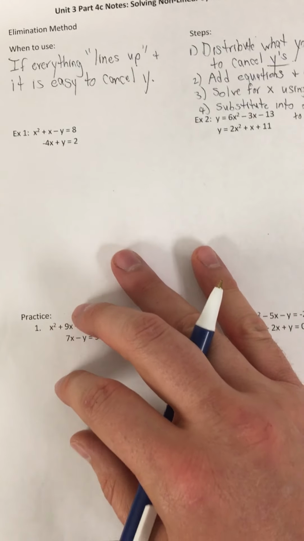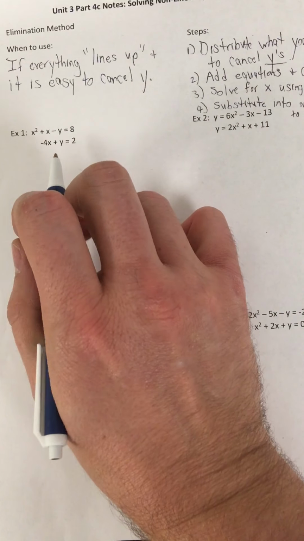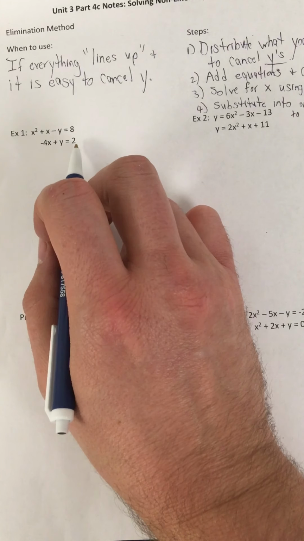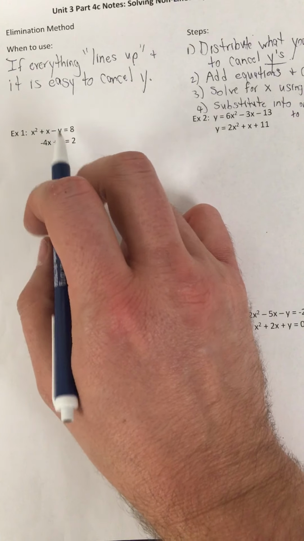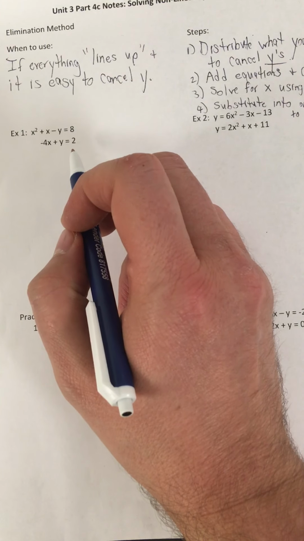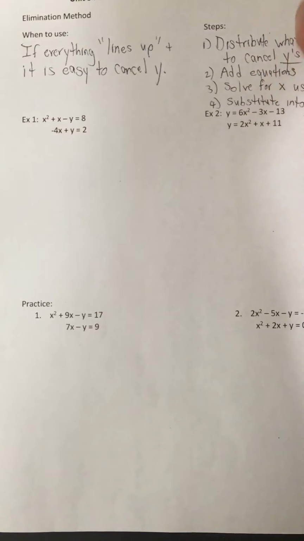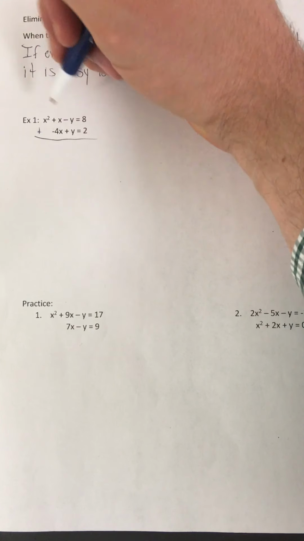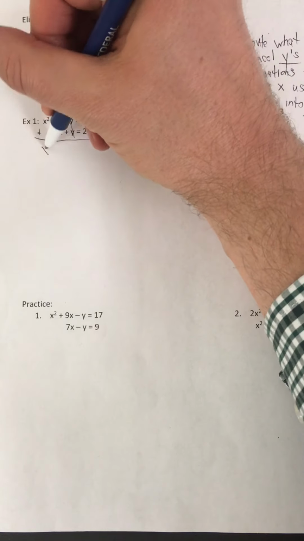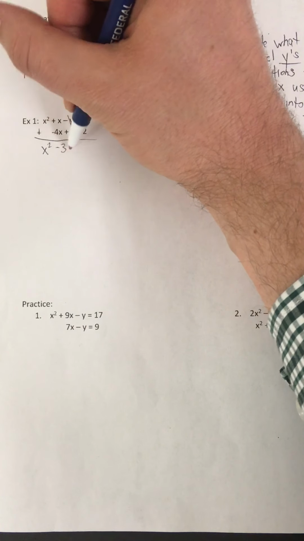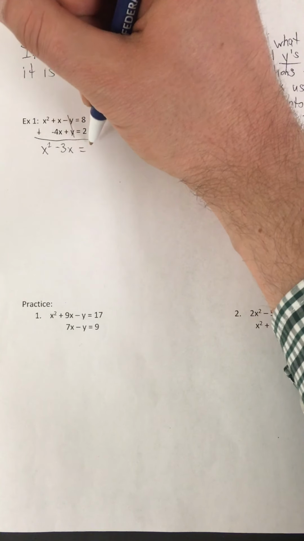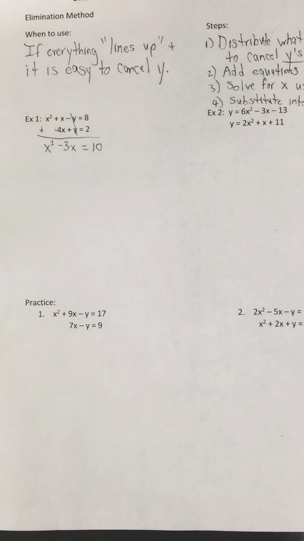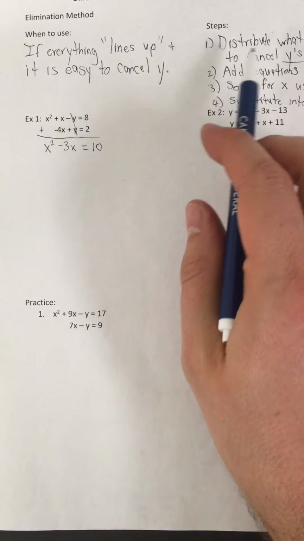So if you look at example 1, now, you could use substitution for that, but I'd have to get y by itself. Right now, everything lines up, and do the y's cancel the way they're written now? Yes, they do. So this one is easier to use elimination. Just add the equations, cancel the y's. So that's going to say x squared minus 3x, y's are gone, equal to 10.